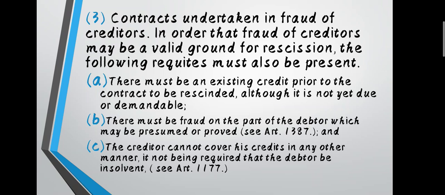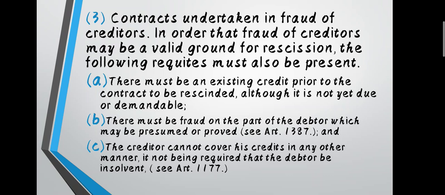Number 3, contract undertaken in fraud of creditors. In order that fraud of creditors may be a valid ground for rescission, the following requisites must also be present. A. There must be an existing credit prior to the contract to be rescinded, although it is not yet due or demandable. Dapat may previous credit sa contract para ma-rescind o makancel kahit hindi pa due yung credit.